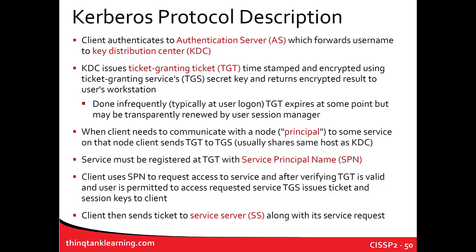Now I've got my ticket granting ticket, I need to request access to a service. So if I want to get to a file server, I send the ticket granting ticket to the TGS. Very important, this request includes the SPN, the service principal name. That's a unique identifier in Kerberos that allows us to uniquely identify the target service that we're trying to access. The TGS then issues a service ticket.